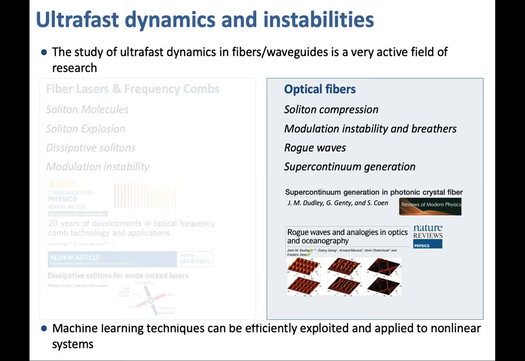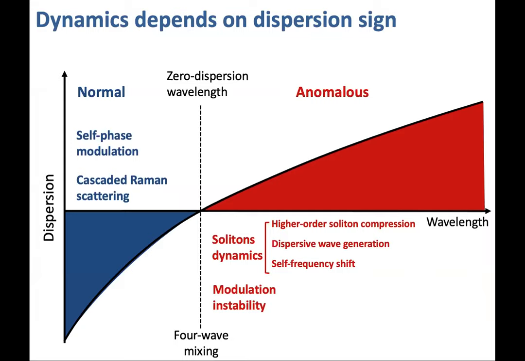So in the remainder of the talk, I will focus on the single pass propagation systems where short pulses are injected into optical fibers or waveguides. So this is the type of system we are going to look at from now on. For those who are not really familiar with ultrafast propagation dynamics, I wanted to give you a very brief summary of what kind of dynamics we are talking about.